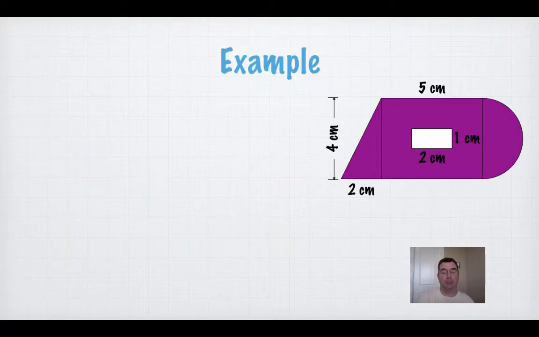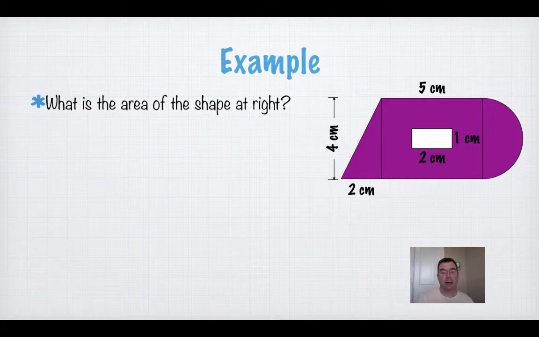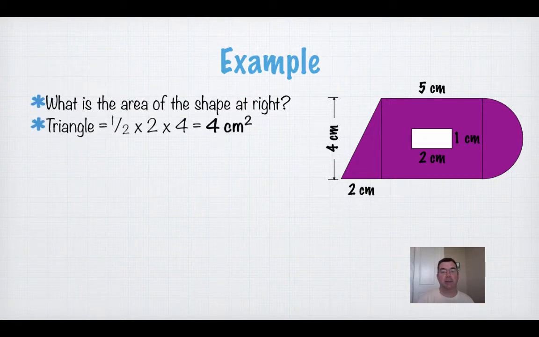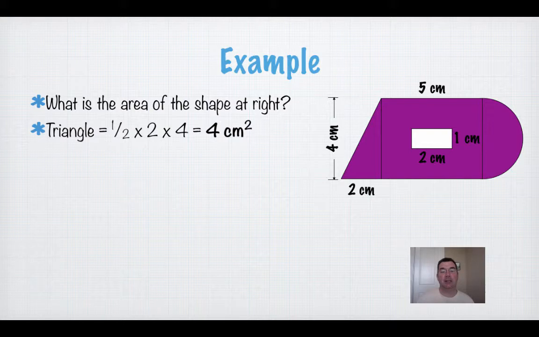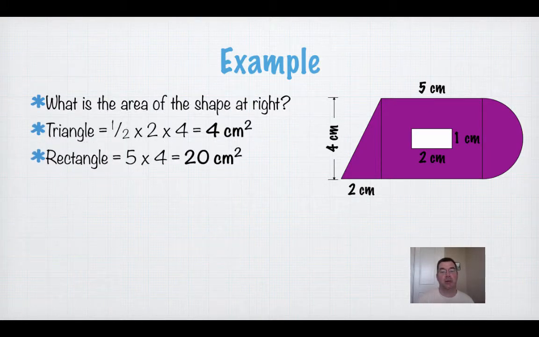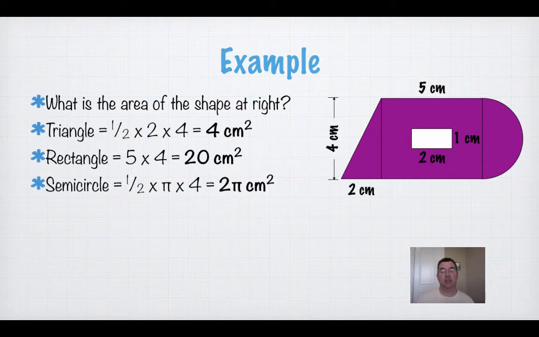So here's a quick example. We're finding the area of that shape, and I've included some of the shapes that I've just mentioned. There's a triangle that has base 2 and height 4, so the area is going to be half of 2 times 4, which is 4 square centimeters. The rectangle is 5 centimeters by 4 centimeters, so it has an area of 20. Then there's a semicircle on the other end. It has a radius of 2, so the circle would be pi times 2 squared, or pi times 4, but since it's only half a circle, it's going to be half times pi times 4.